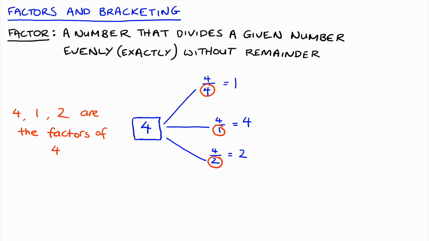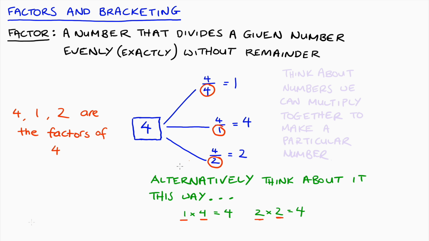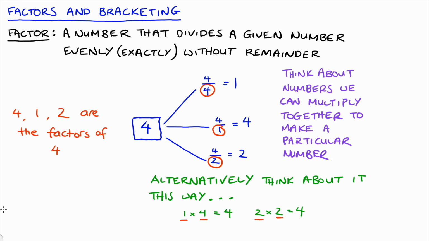And actually, if we think about the numbers that we can multiply together in order to make a particular number, this will be another way of finding the factors of this number. Some people prefer to think about it like this. For the number 4, we could do 1 times 4 and 2 times 2. They both make 4, and there's nothing really else in terms of multiplying whole numbers together. So that's how we get to 4, 1, and 2 being our factors of 4.